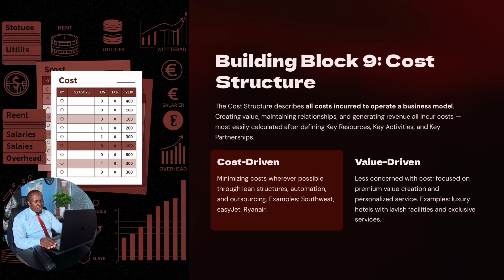Now, for the costs, they can either be cost driven or value driven. For cost driven, here you're minimizing costs wherever possible through lean structures, automation, and outsourcing. Or your cost structure might be value driven, where you're less concerned with cost and focus on premium value creation and personalized service. For example, the luxury hotels with lavish facilities and exclusive services.